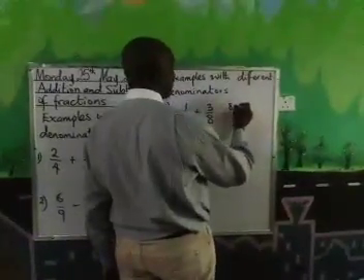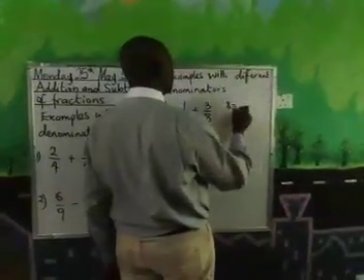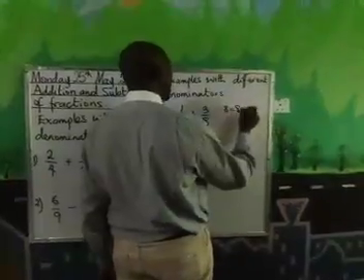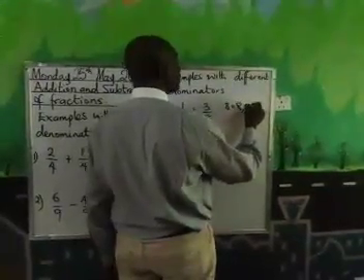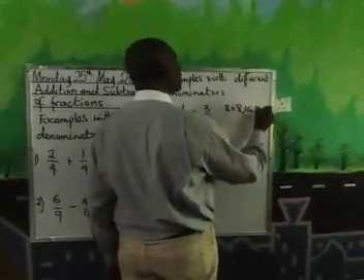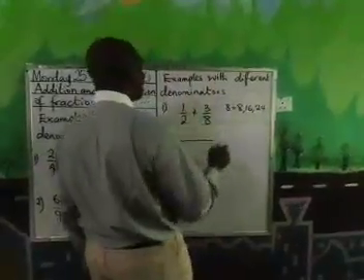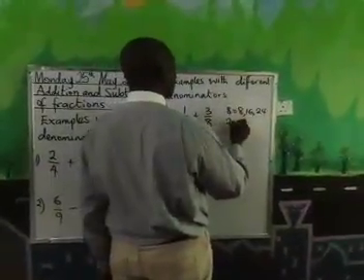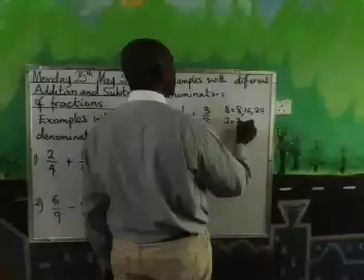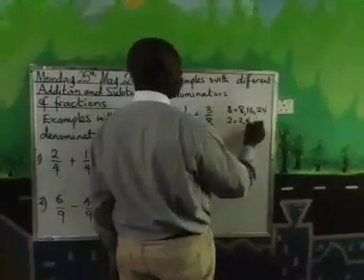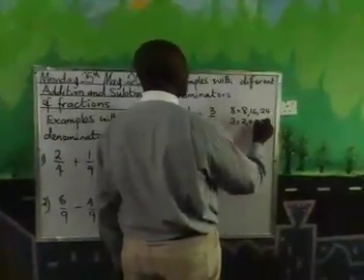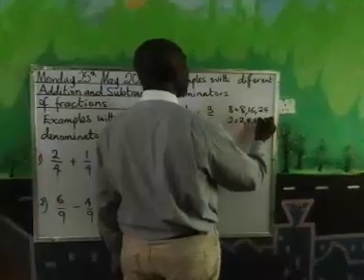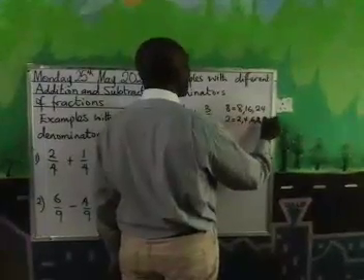The multiples of 8. You remember your multiplication table. 8 times 1, 8. 8 times 2, 16. 8 times 3, 24. Let's stop there. Now, 2 times 1, 2. 2 times 2, 4. 2 times 3, 6. 2 times 4, 8. 2 times 5, 10.